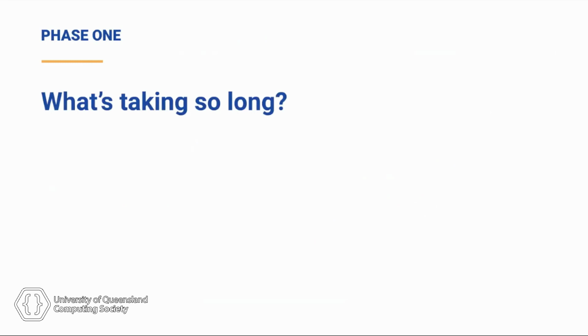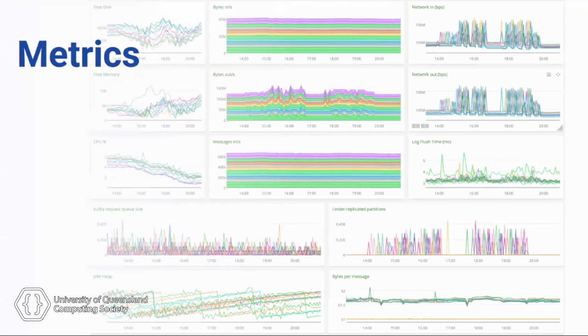So phase one of figuring out how to make this fast is to figure out what's taking so long in the first place. So how do we do that? Metrics is one of them. Metrics are bits you can put into your code to say, hey, when we run this function, at the start of the function, record what time it is, at the end of the function, record what time it is, and we can see how long that function took.